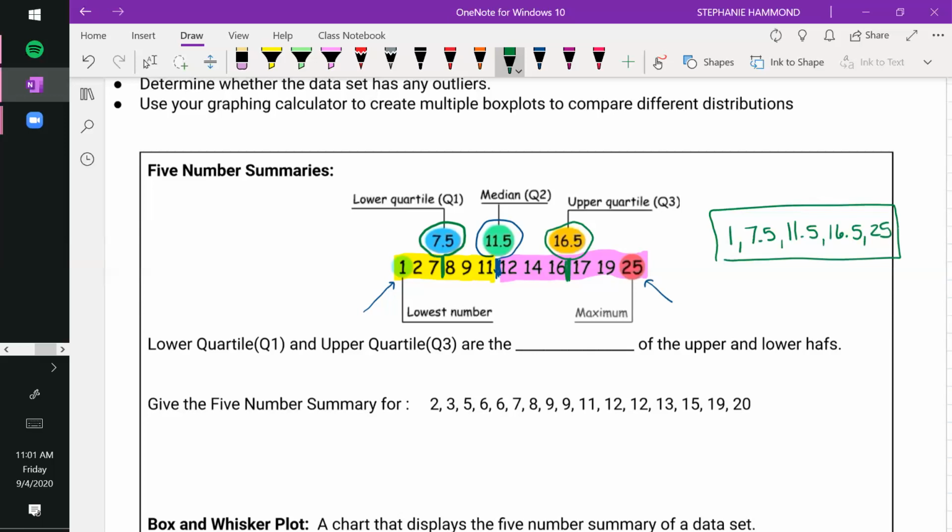Anyone who knows statistics knows when you look at a 5-number summary what those numbers represent. The lower quartile, Q1, and the upper quartile, Q3, are the medians of the lower and upper halves, as I already said.